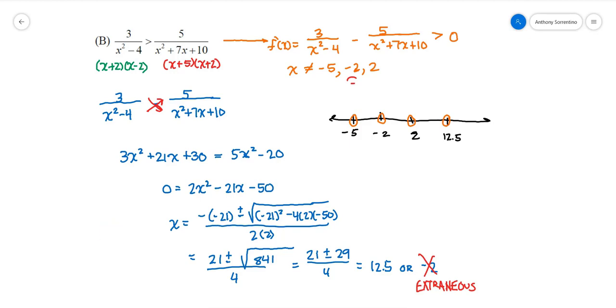So one that's less than negative 5 would be negative 6. One between negative 5 and negative 2, I'll say negative 3. One between negative 2 and 2, good old 0, which is usually easier to work with. Between 2 and 12.5, I'm just going to choose 3. Keep the numbers as small as possible. And from 12.5 on, I'm just going to choose 13. And so what I want to do is figure out what each one of these are.